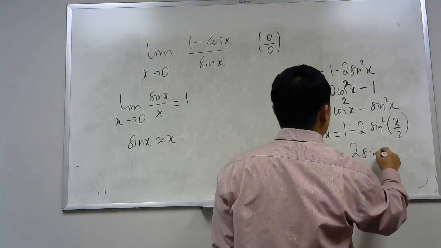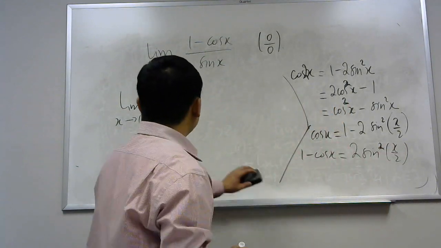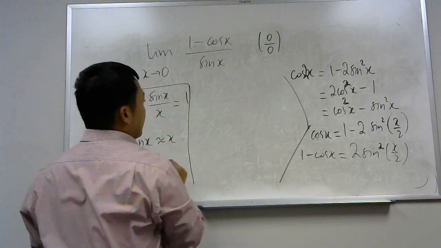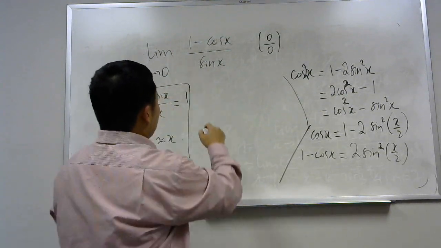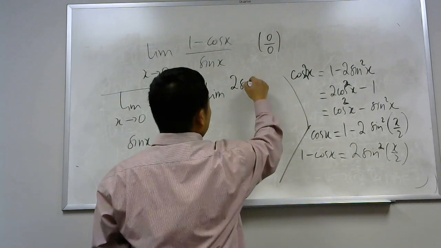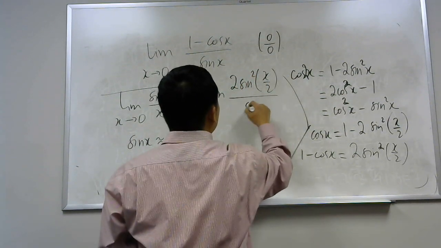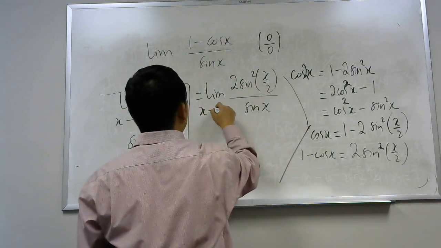Is 2 times sine square of x over 2. Now let's go back to this limit. So this limit is equal to 2 sine square of x over 2 over sine of x, right? x goes to 0.